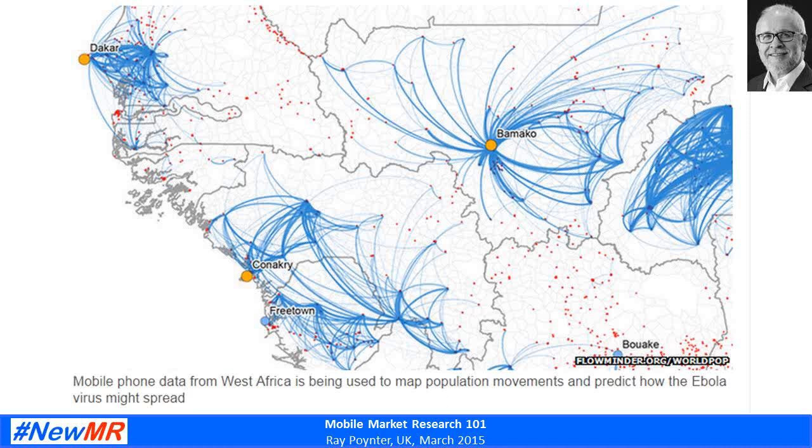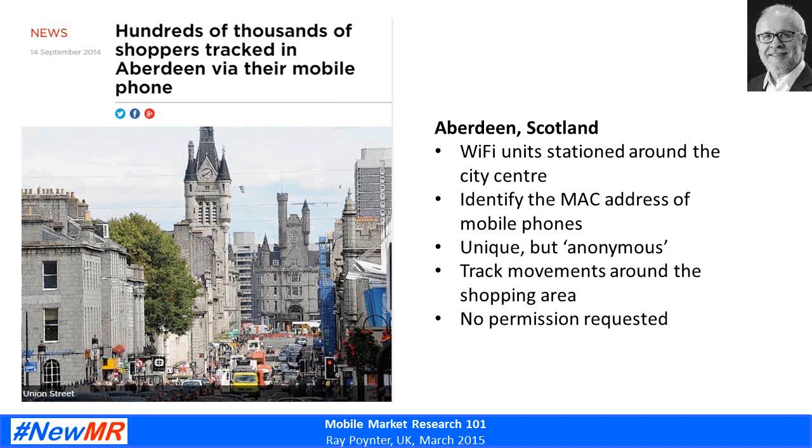I mentioned earlier that geolocation, geo-tracking data is quite hard to work with. So one of the things they've done to simplify it here is they've called anybody who hasn't moved 20 kilometers as having not moved. At that point, it becomes simple enough to start to draw some real patterns from the information.